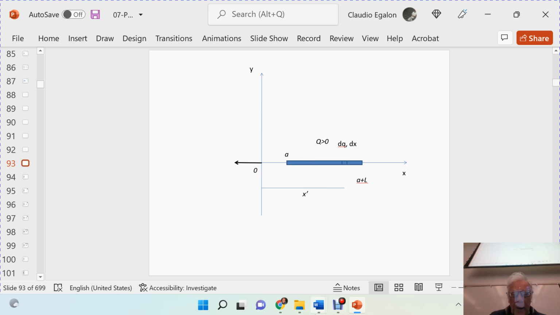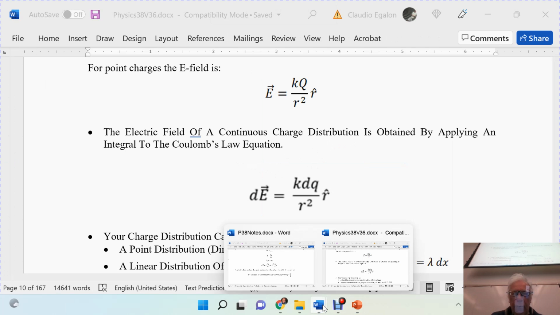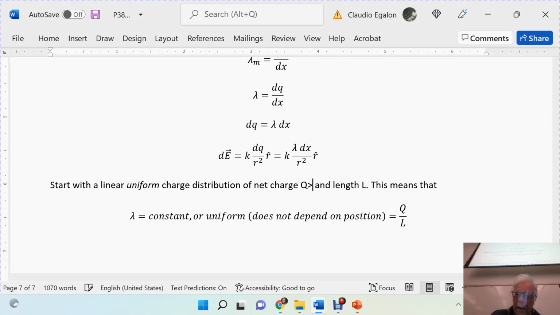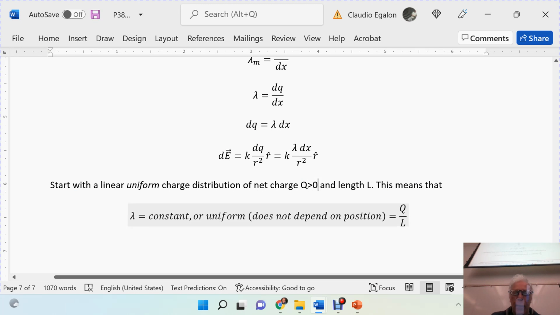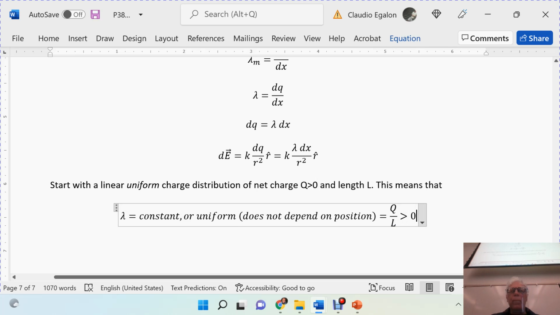And by the way, I gotta tell you that this net charge is greater than 0, okay? If the field is in that direction, it means that the net charge is greater than 0, and lambda 2 is greater than 0. Okay, so let's go ahead and work this solution.